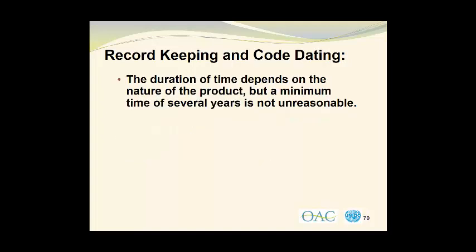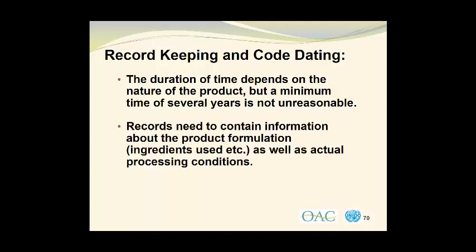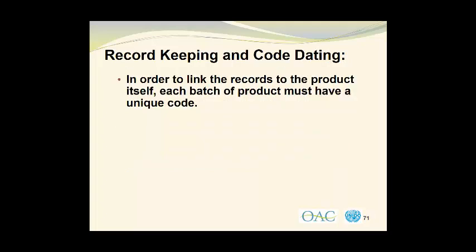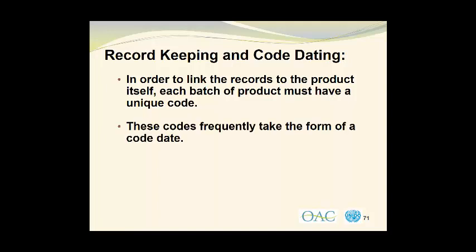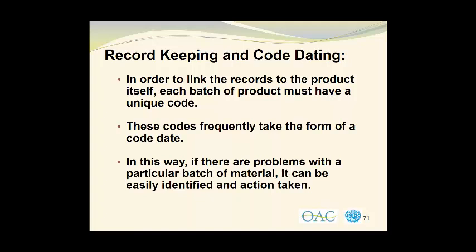The duration of time depends on the nature of the product, but a minimum time of several years is not unreasonable. Records need to contain information about the product formulation, which will include the ingredients used, as well as the actual processing conditions. In order to link the records to the product itself, each batch of product must have a unique code. These codes frequently take the form of a code date.